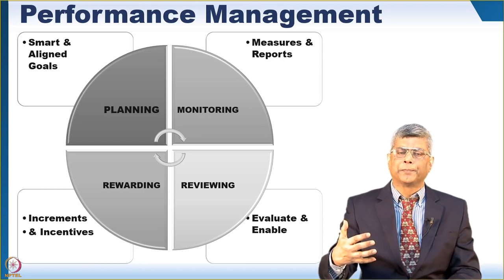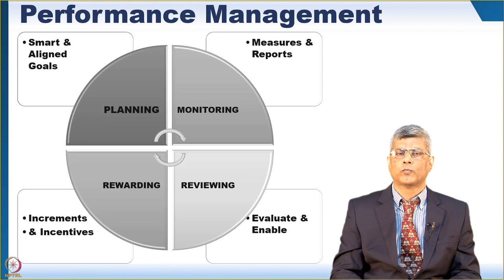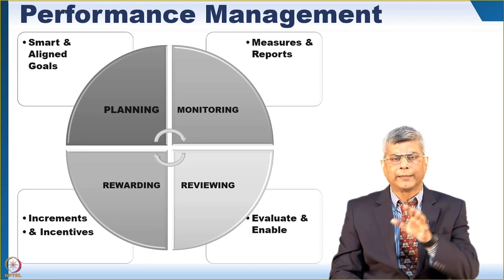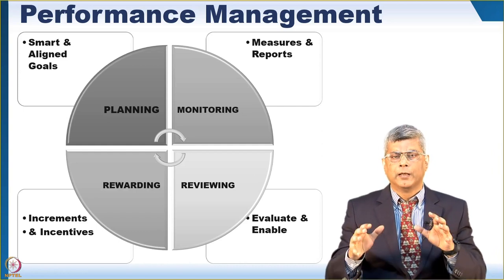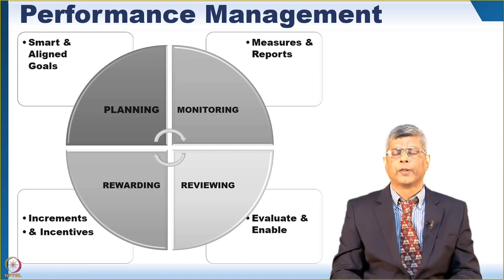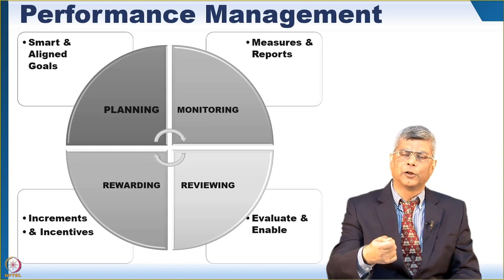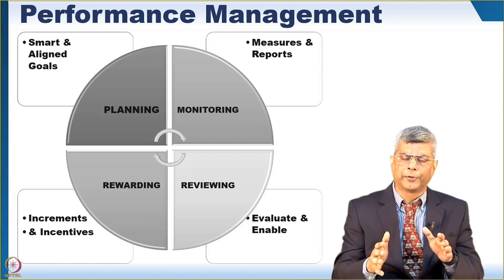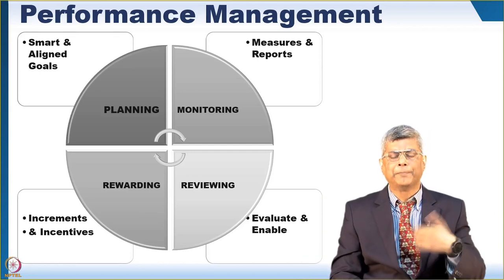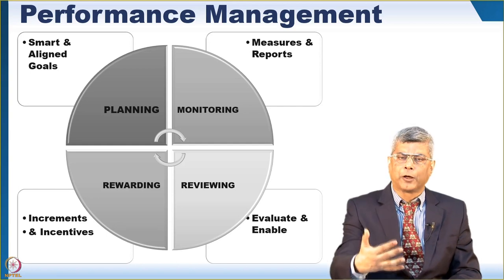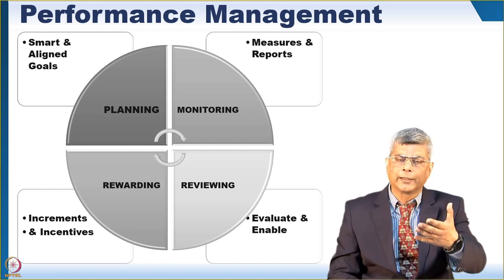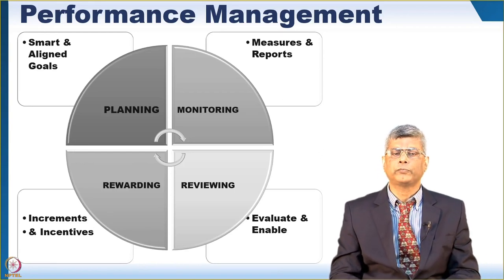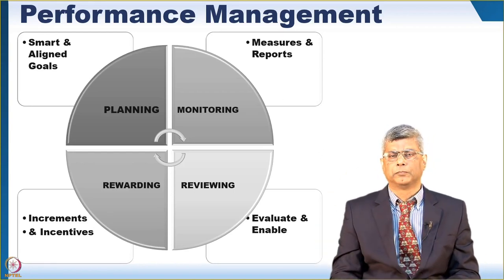The next quadrant is about reviewing. And if you're an employee, you have to take the review process very carefully. This is when you go back to your manager or your management and say, you gave me these goals. Here's how I have performed. Now please give me some feedback and let's talk about how I can do better. Or here are the problems I'm facing. If you remove those problems, I can work even better. So that's the review mechanism.